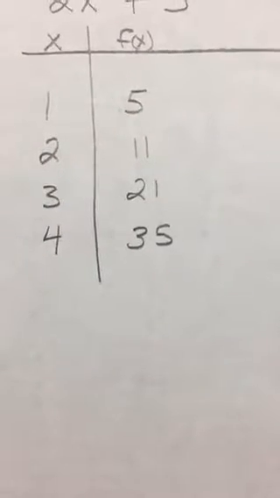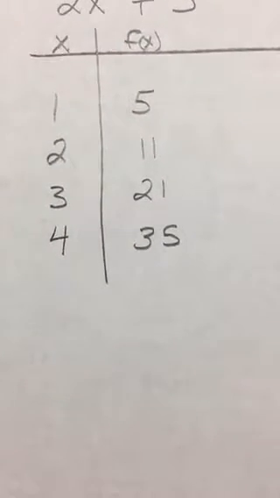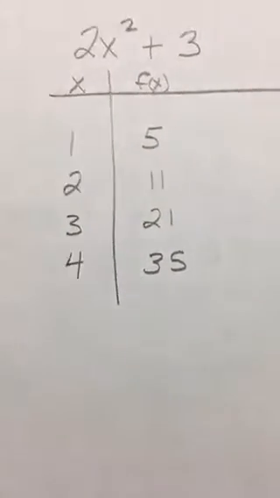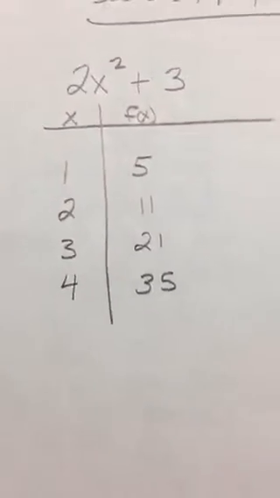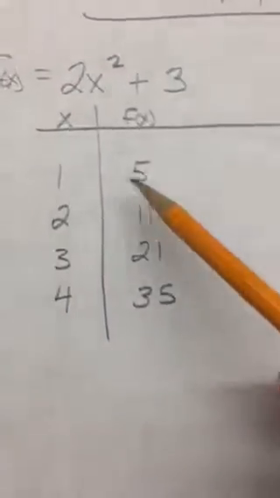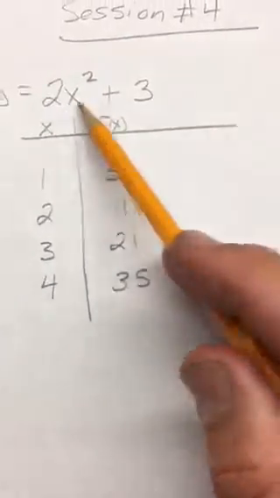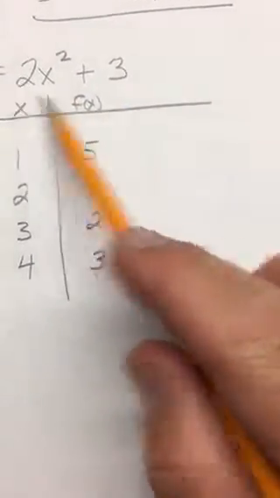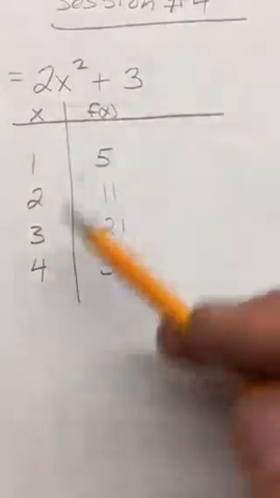Basically, here's what I want you guys to do. We're going to step it up a notch. That's a quadratic equation. Let me just put this out in front: f of x equals 2x squared plus 3. You guys can certainly see that this equation generates this table.